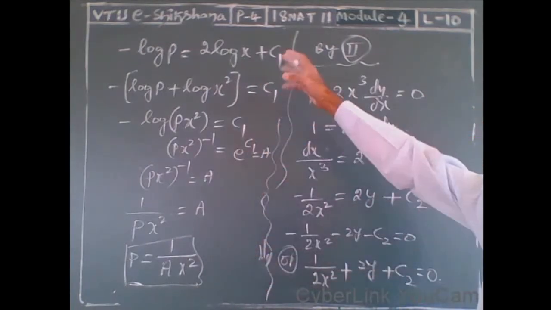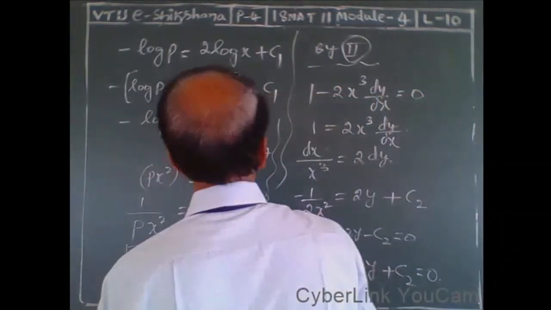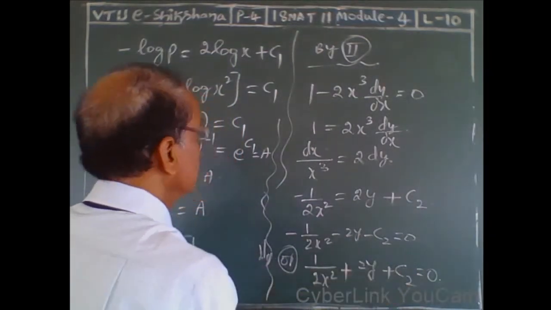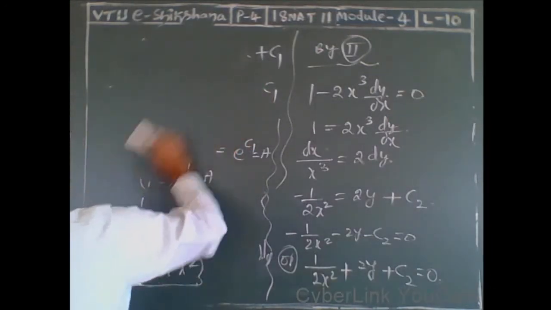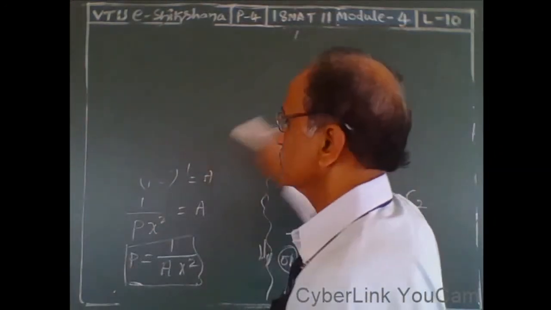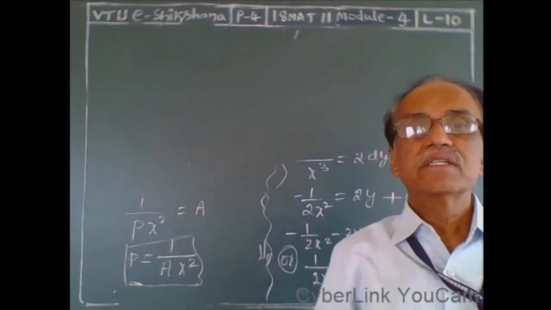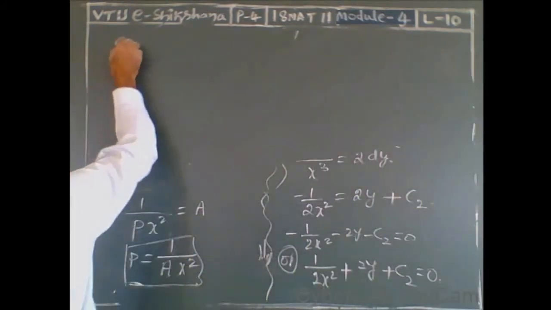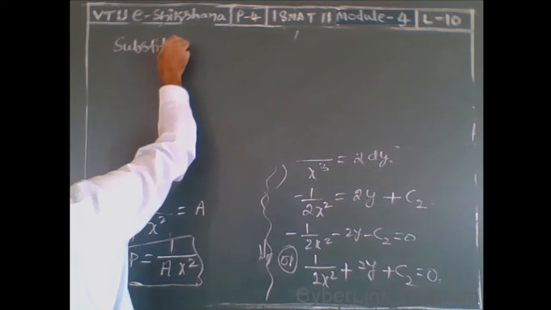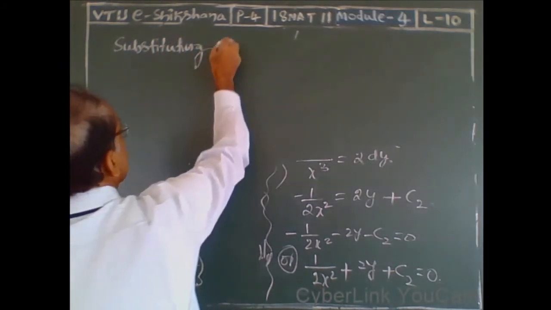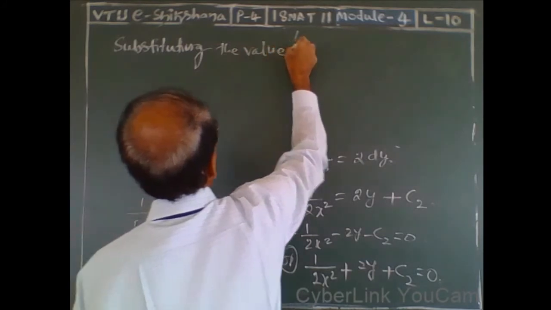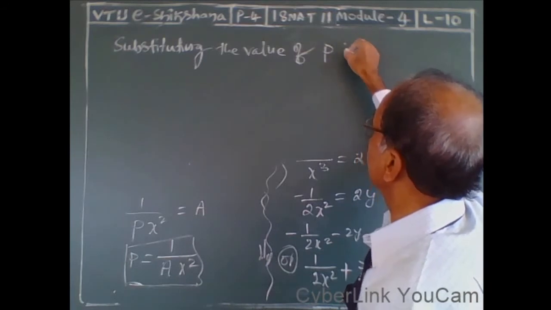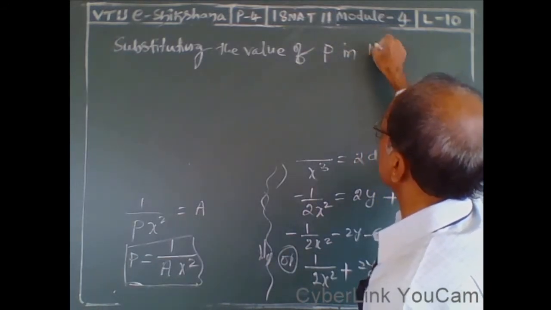Then you substitute in the given equation, whatever the given problem is, so that you can get the value of y. Therefore, this is in terms of x and y. And if you substitute solution 1 in the given problem, you will get the value of y so that they satisfy the differential equation as a general solution. Now, substituting the value of p in the given equation.